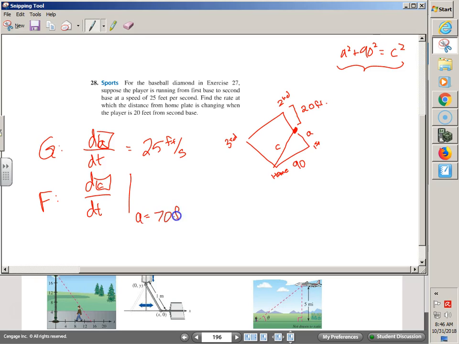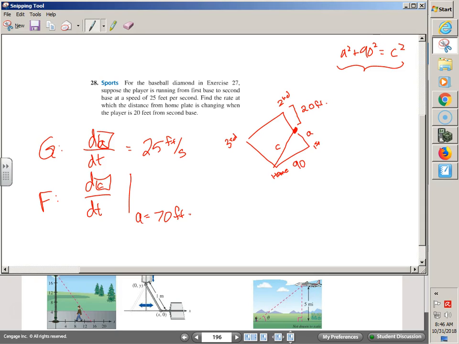That's where a lot of people would have messed up. The whole thing is 90, that's 20, so it must be 70. That's the clue you want to plug in after you take a derivative. Taking a derivative, 2a dA/dt equals 2c dC/dt.